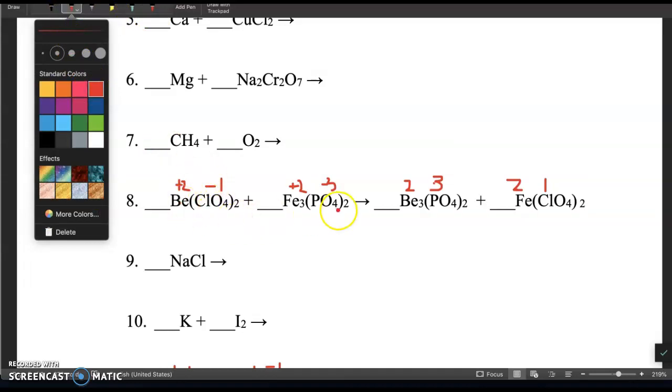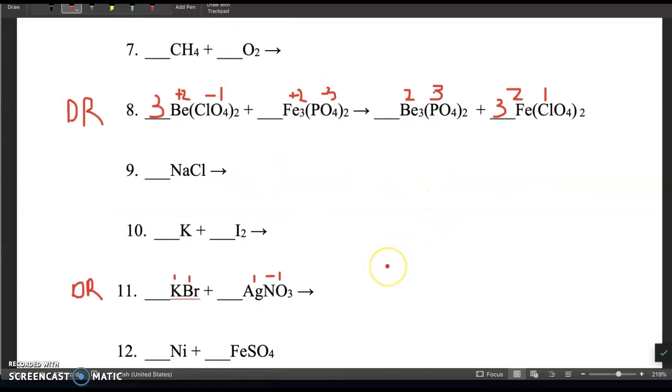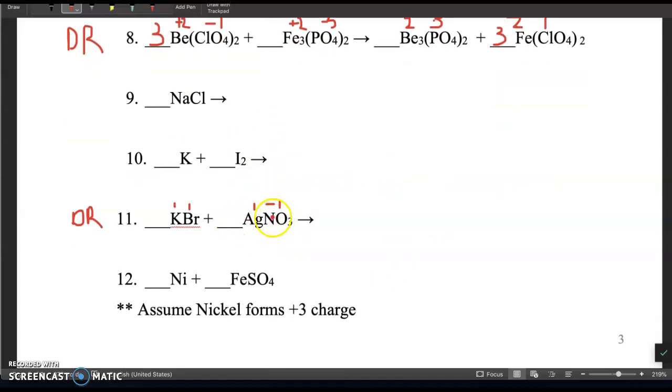All right, so let's just start somewhere. Right here I got 3 irons. There I got 1. So I got to multiply by 3 out front here. Now I got 6 perchlorates. So over here I got to add a 3 to give me 6 perchlorates. 3 BEs, 3 BEs, 2 PO4s, 2 PO4s. Now I'm balanced.